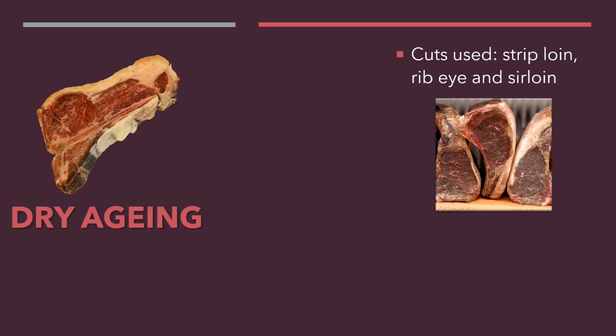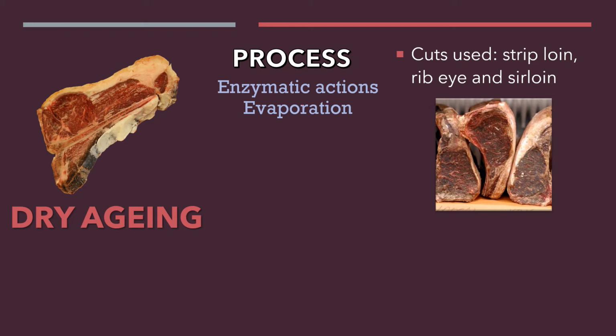Let's start talking about dry aging. Dry aging involves a degradation of connective tissue and muscle protein structure of the meat of carcasses or cuts of meat, and it must be managed to ensure growth of beneficial and non-harmful molds. The cuts used in aging are strip loin, rib eye, and sirloin. The process: enzymatic actions and evaporation.